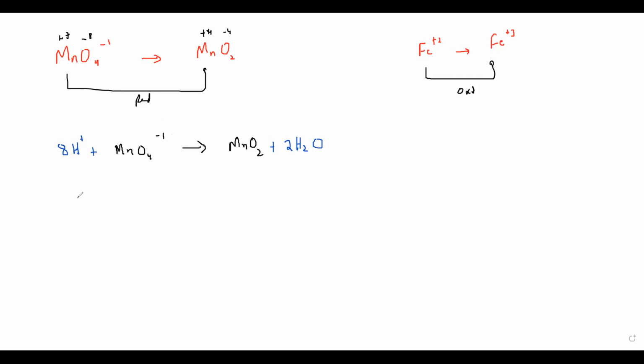What about the charge? 1 hydrogen is +1, so 8 hydrogen will be +8. So +8 minus 1 is +7. And on the right hand side, they're neutral. Manganese is neutral, water is neutral, so overall it is 0. So on which side should I add electrons?